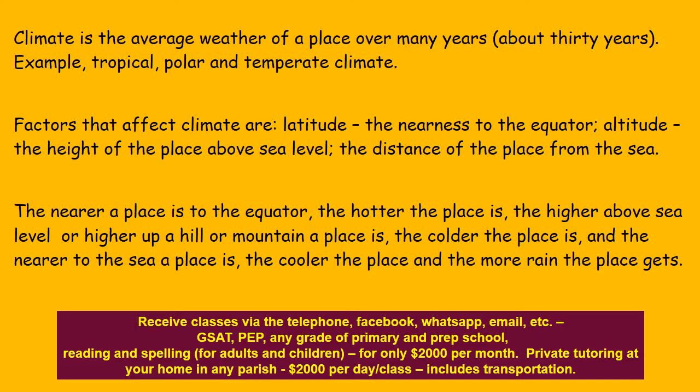Another factor that affects climate is altitude. Altitude is the height of a place above sea level. That is how high the place is, up a mountain or up a hill. The higher the place is on a hill, the colder the place is.